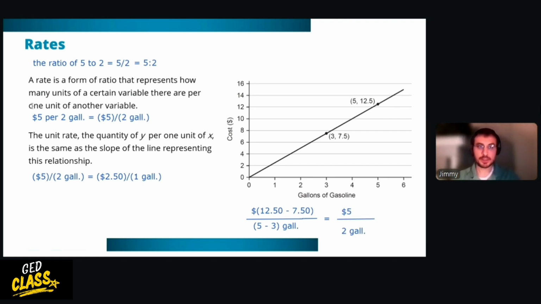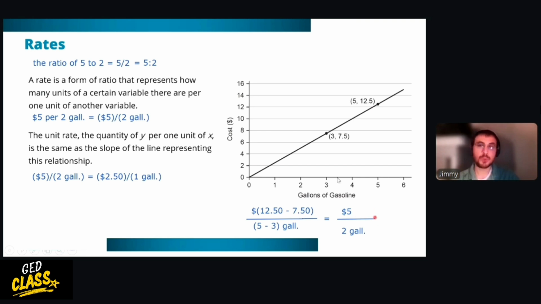And notice what we just did. We calculated the slope of this line, right? That's the rate of change. For every $5 we spend on gas, that's for every 2 gallons of gas. And that gives us the same rate that we got earlier. And we can even simplify this further. We can, again, take 5 divided by 2 to get $2.5 per gallon of gas.